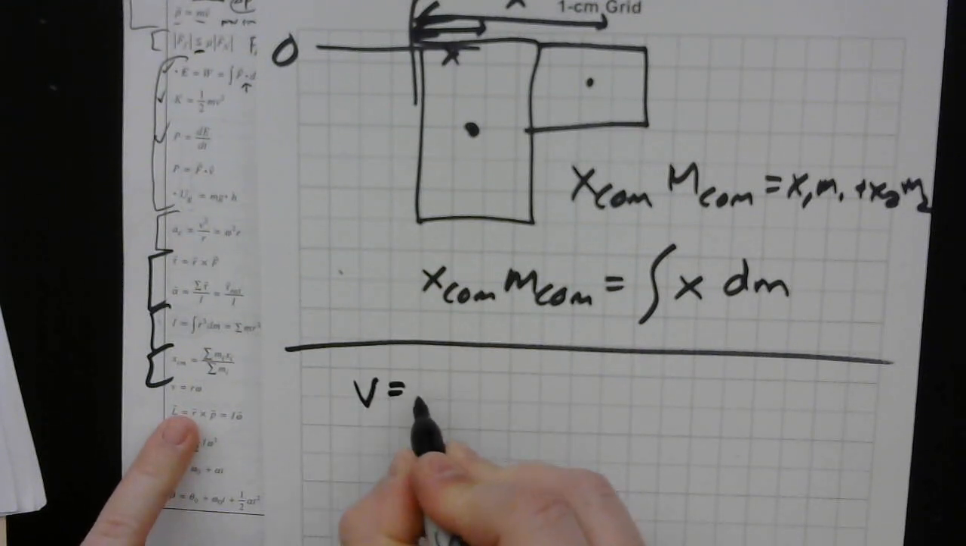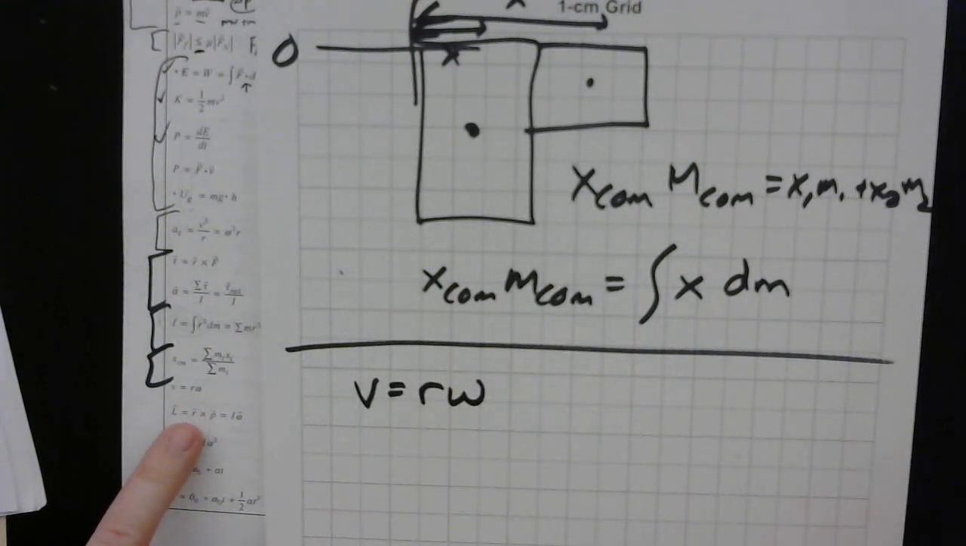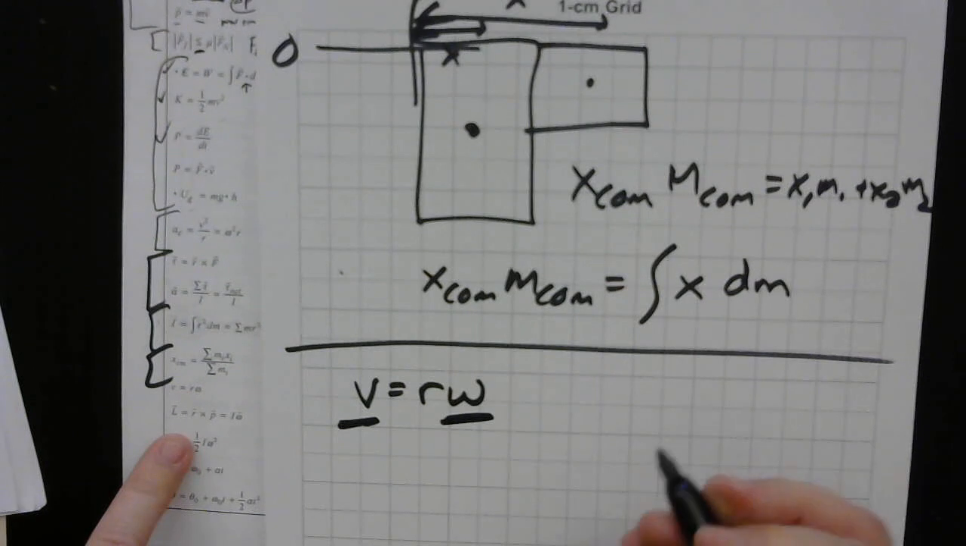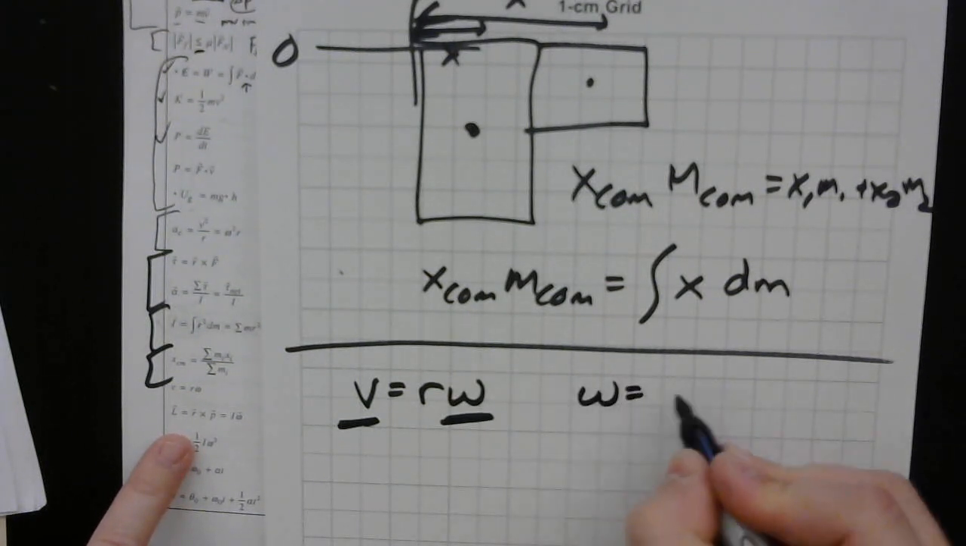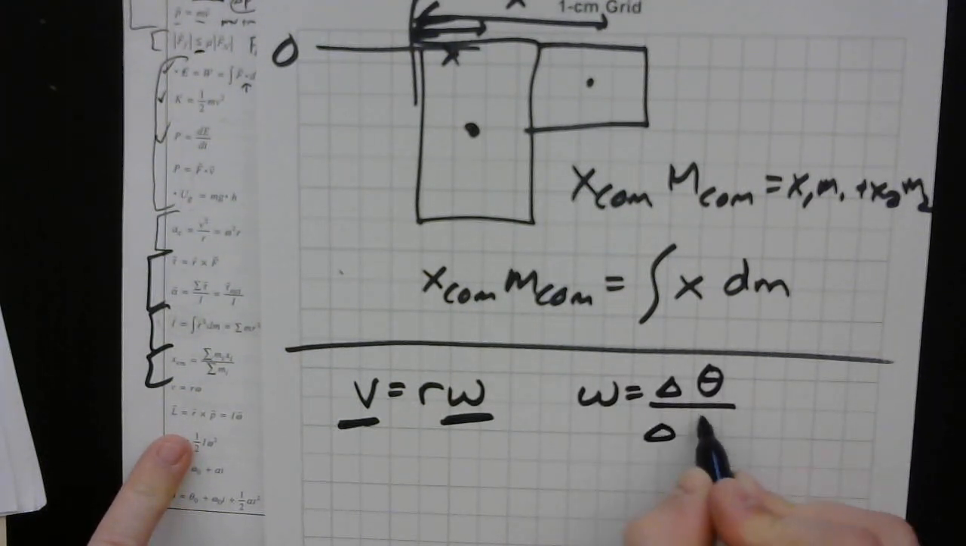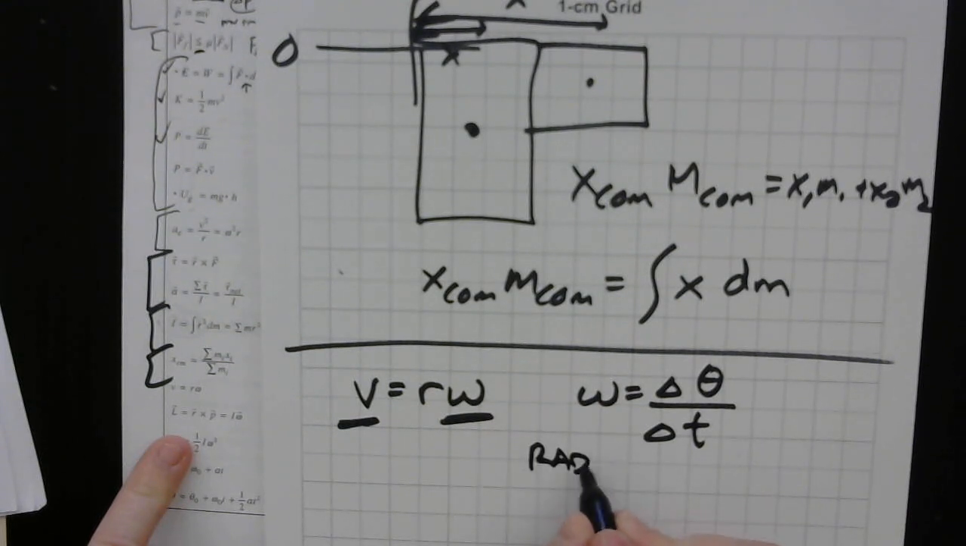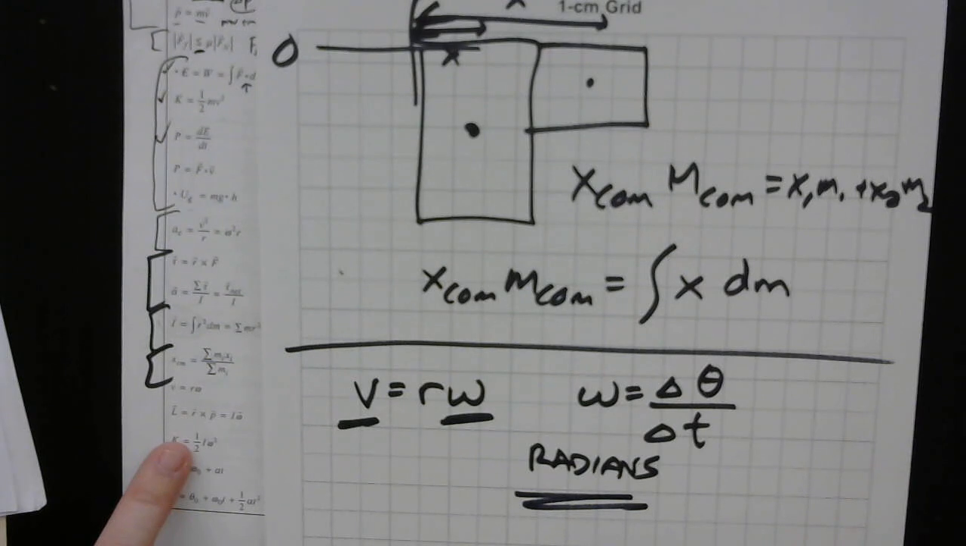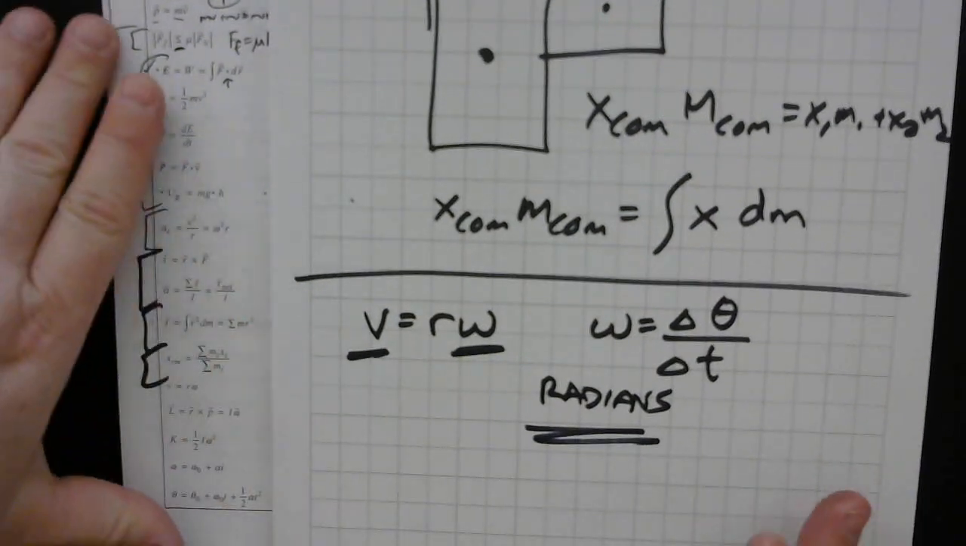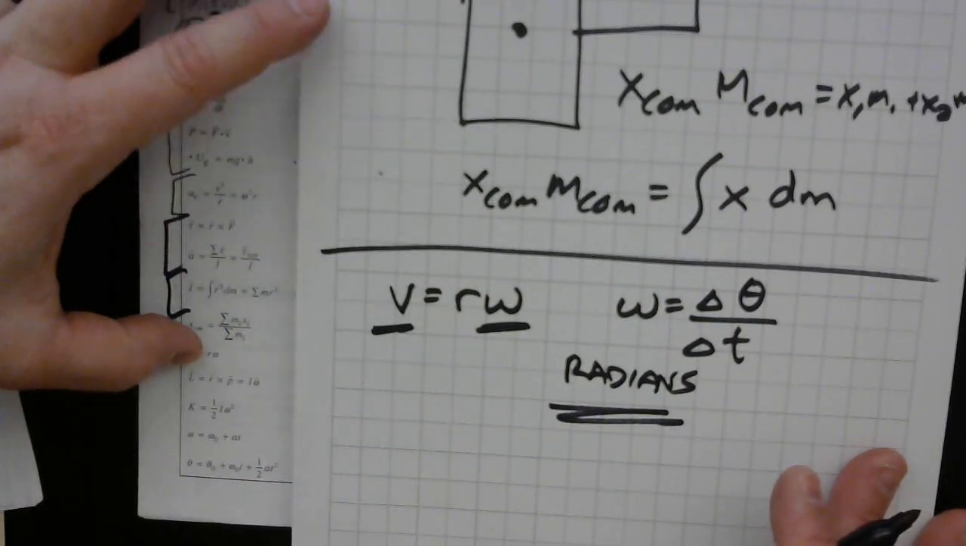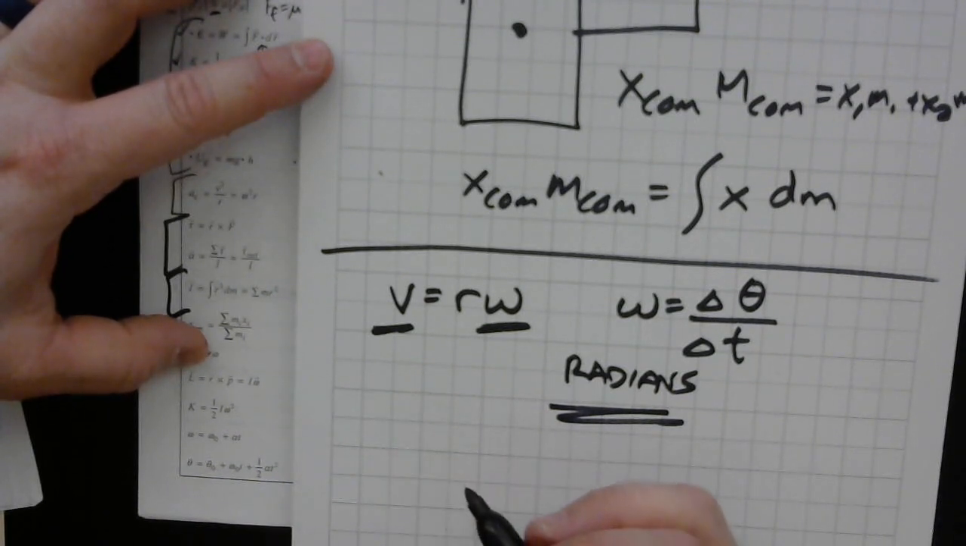Next up, v equals r omega. So this is linear velocity and how it relates to angular velocity. Omega stands for angular velocity, which is change in angle over change in time. These need to be in radians. These cannot be in degrees. All right, which leads to the next setup, dealing with L. And if you look up here, L stands for angular momentum.